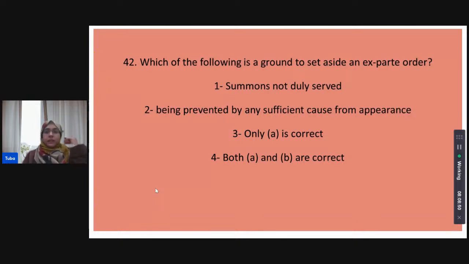Which of the following is a ground to set aside an ex parte order? On which of the following grounds will you tomorrow, as judges, set aside an ex parte order of a previous court? Where the summons were not duly served, where the person was prevented by sufficient cause from appearance, the person who is ex parte, the person who has not appeared, was prevented by sufficient cause from appearance, and still the previous court made an ex parte order. Will you then set aside the ex parte order?